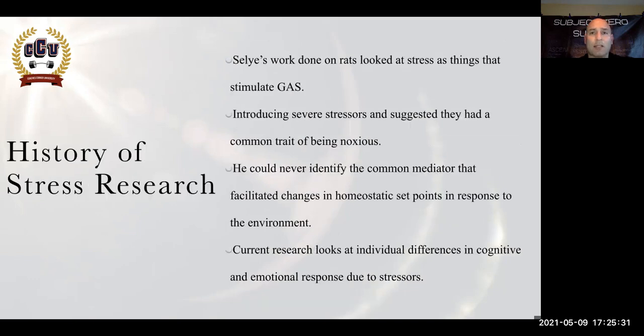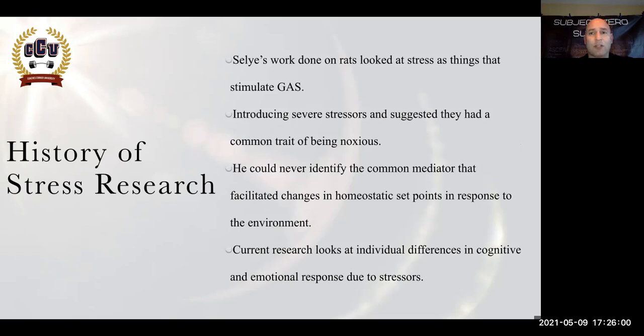So Selye's work was done in rats, and they looked at stress as things that stimulate the general adaptation syndrome. Understand that it took 30 days for these rats to involute their thymus. And if you think about research with rats, right, 30 days of a rat's life is probably close to 10 years of a human's life. So it's hard to extrapolate some of those things a lot of times.